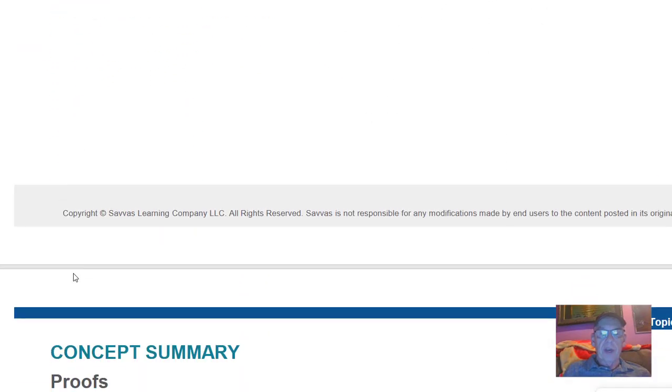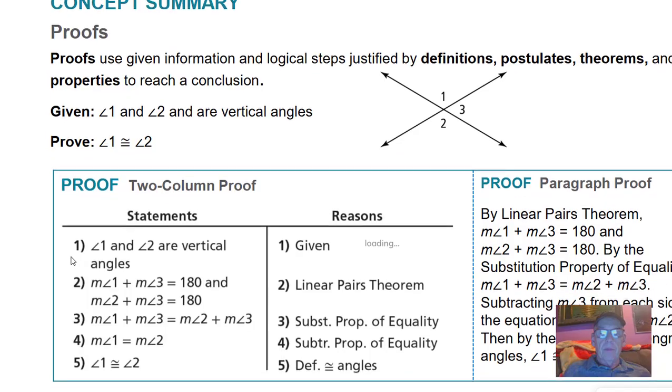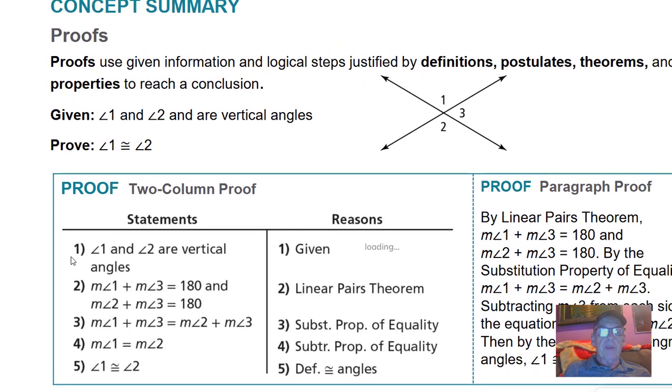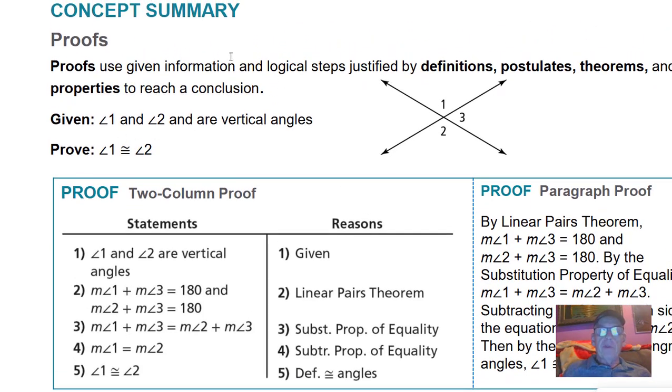Here's our try it to go with example 4. And here we have our concept summary. Proofs use given information and logical steps justified by definitions, postulates, theorems, and properties to reach a conclusion.